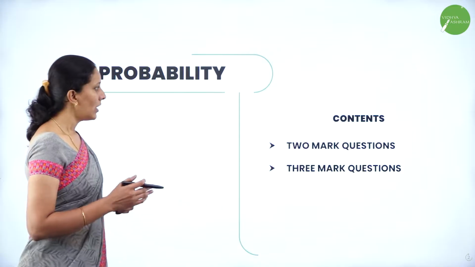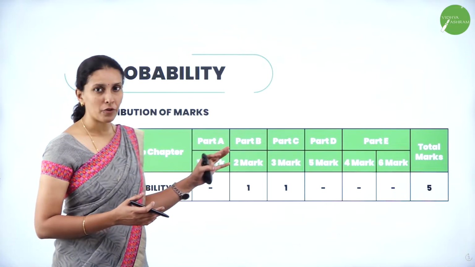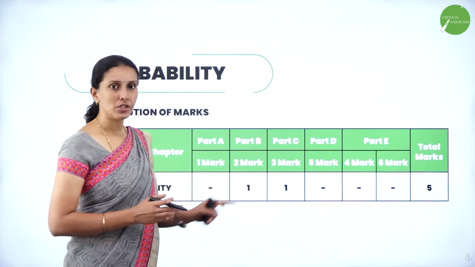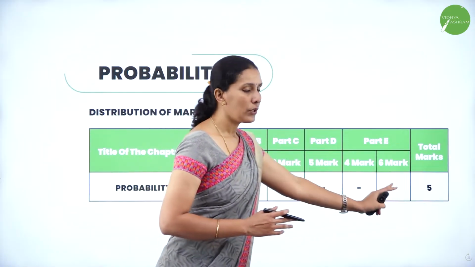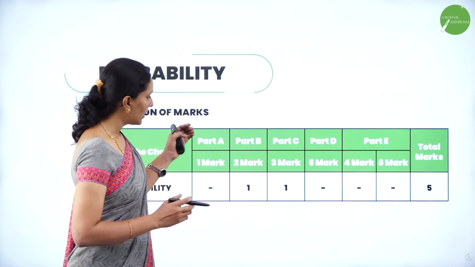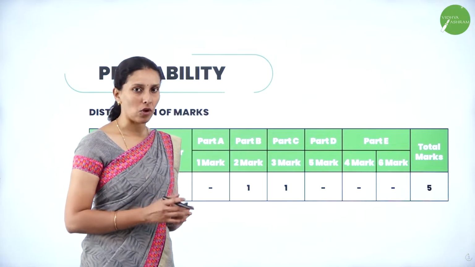So let's see the distribution of marks in this chapter. From the type of questions you can observe here, you will get one 2-mark question and one 3-mark question from this chapter. So in total, you can expect 5 marks from this chapter. Let's see the type of 2-mark questions and 3-mark questions and solve them.